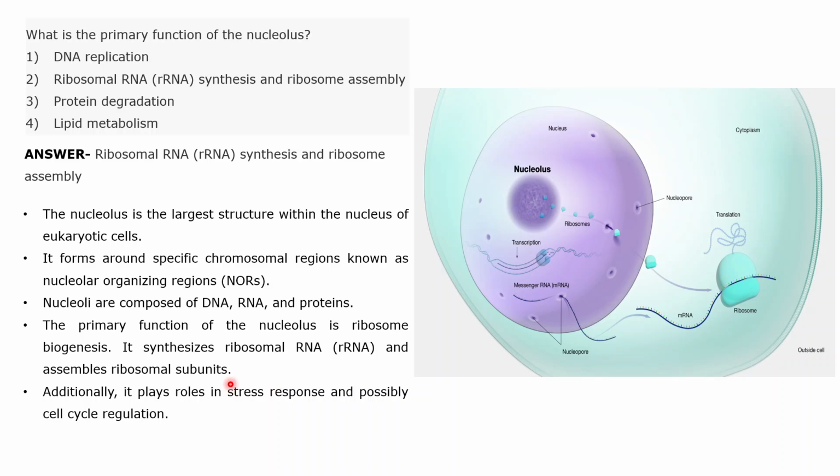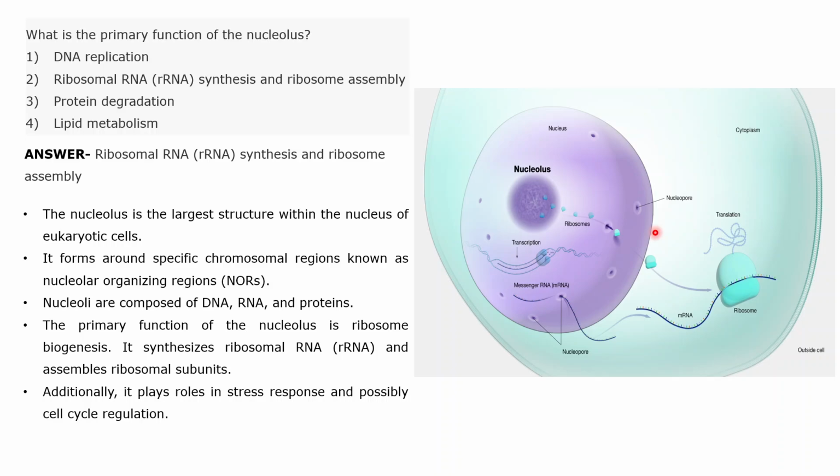nucleus. Not only that, it also plays an important role in regulating the stress response and in cell cycle regulation, by synthesizing several proteins involved in regulating these processes. So the answer to this question is that the primary function of the nucleolus is the synthesis of ribosomal RNA and it also helps in ribosomal assembly, because there are two types of endoplasmic reticulum, right? Smooth endoplasmic reticulum and rough endoplasmic reticulum.